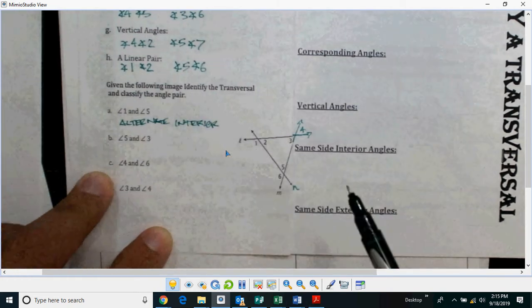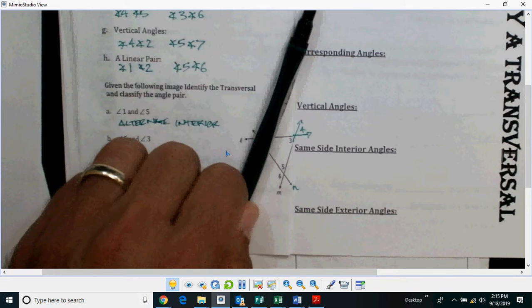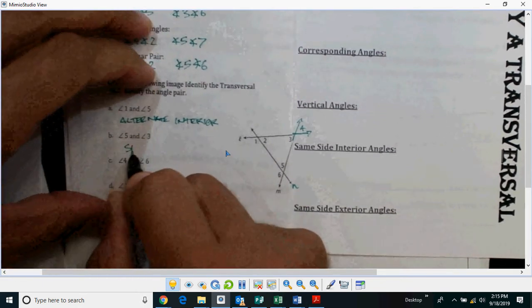All right. What about if I look at 5 and 3? What's the transversal for 5 and 3? They're same side interior with M as the transversal.